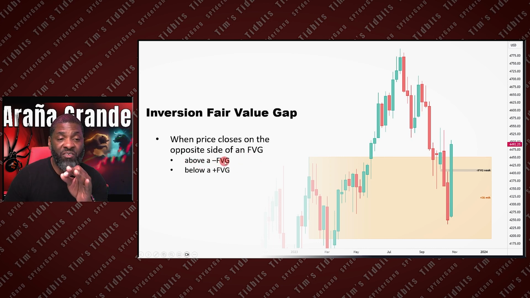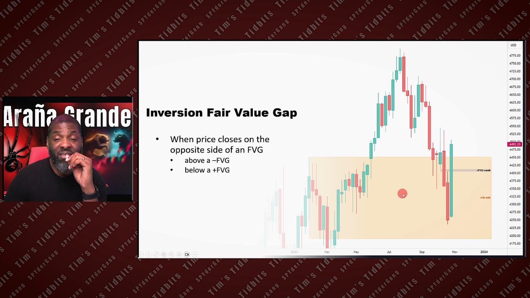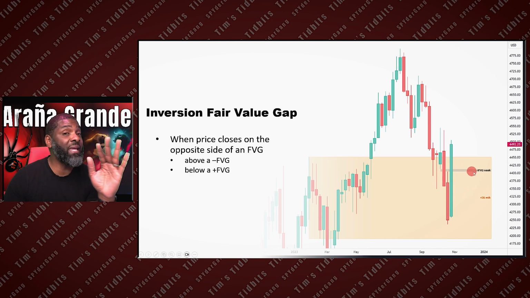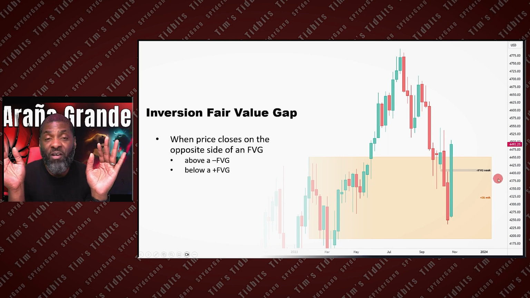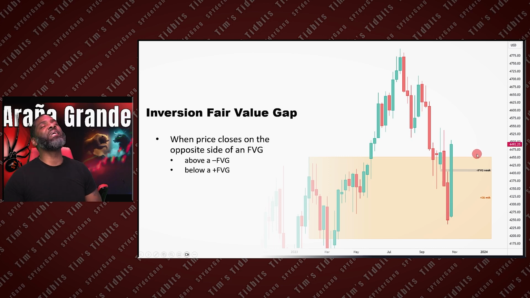Above a bearish fair value gap gives you an inversion fair value gap. If it closes below a bullish fair value gap, it gives you an inversion fair value gap. So if you're on the opposite side of what the fair value gap is designed to do, that creates an inversion fair value gap. Now, just like anything else, don't be looking for inversion fair value gaps everywhere. You want to look for the inversion fair value gaps at your anticipatory reactionary points. That's going to increase the probability of them doing their job, which is to support or resist price.